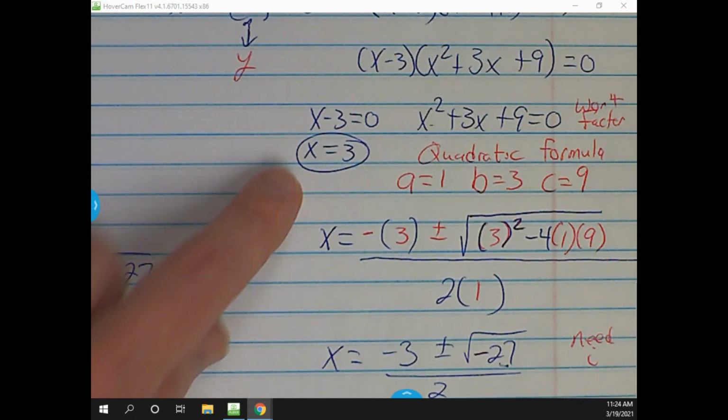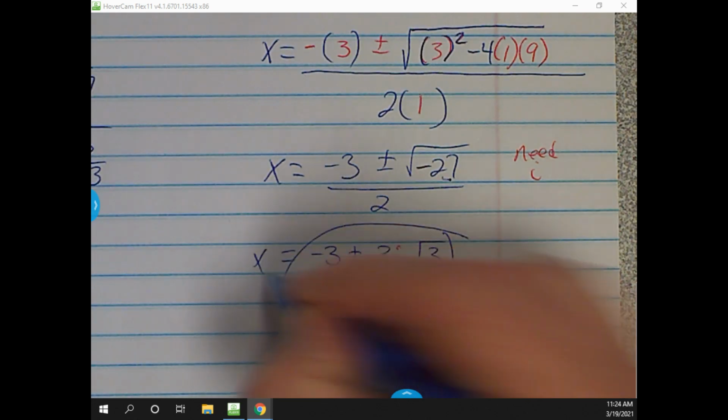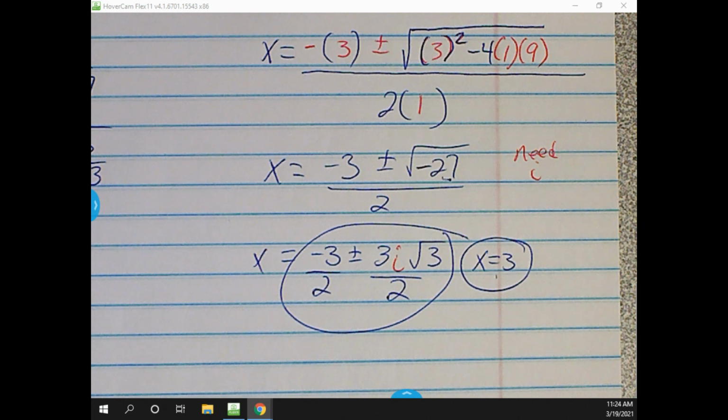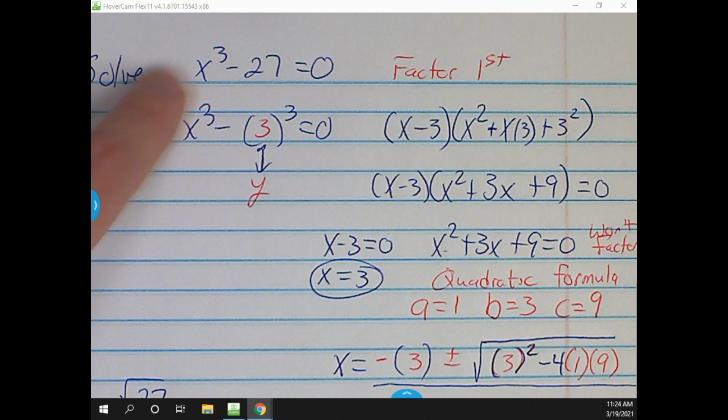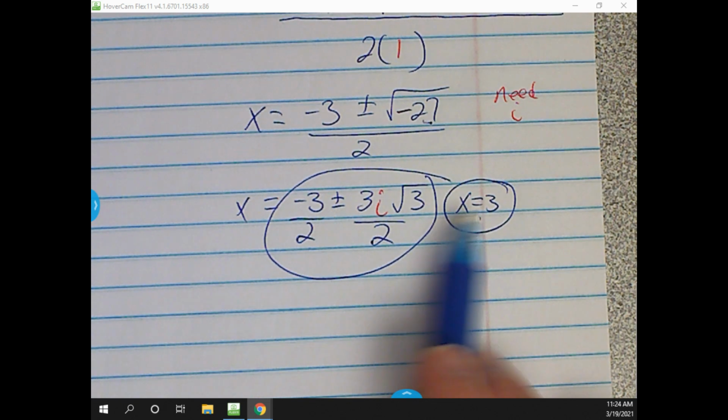And then don't forget about this one, because this was the easy part we found. You also need that x equals 3. So there's your 2 answers here. There's this one for 3, and that's why, again, it was x to the third, so you got to have 3 answers. And there's your 1, 2, 3 answers that you're looking for.